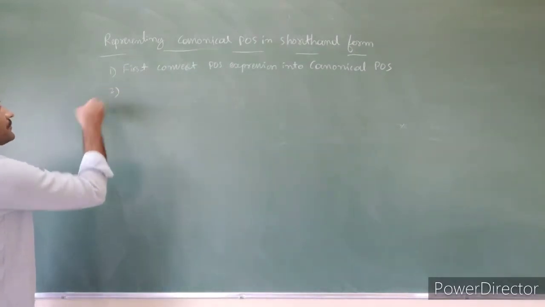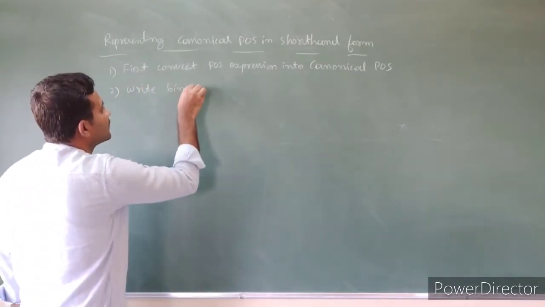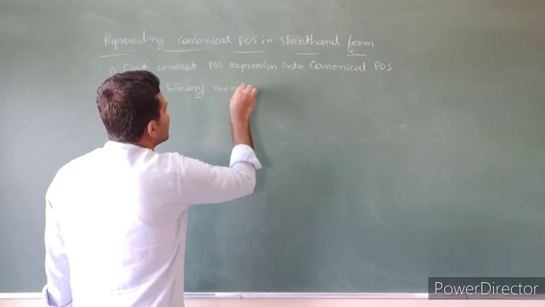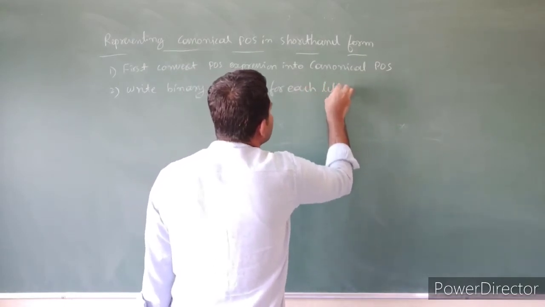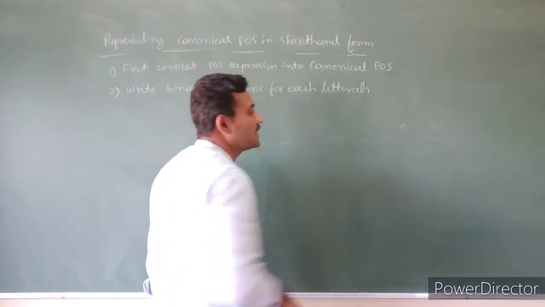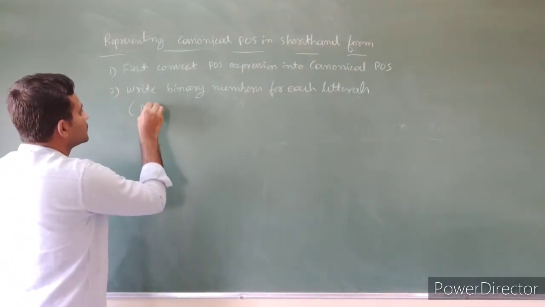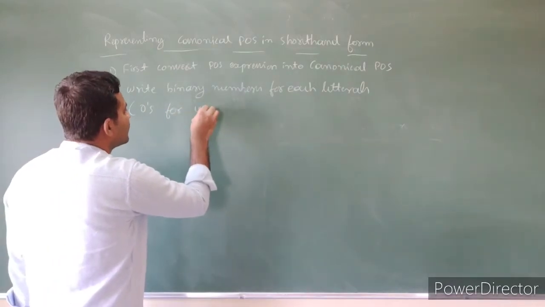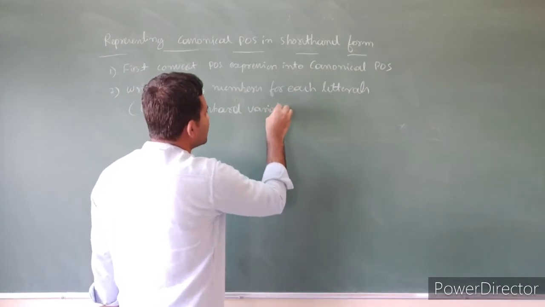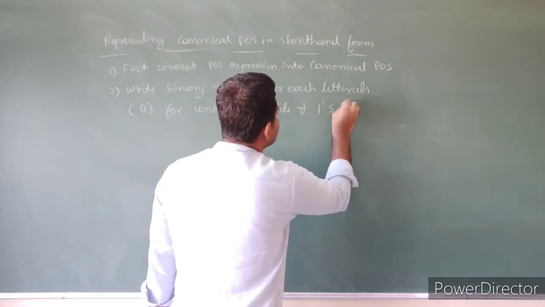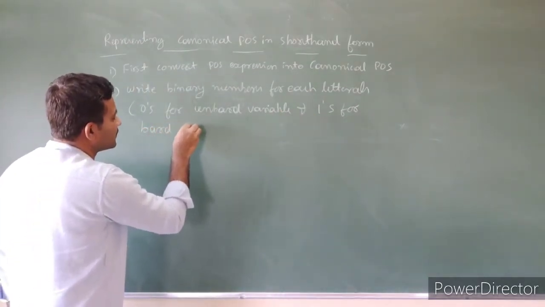See the second one. Write binary numbers for each literal. Here zeros for unbarred variable or literal, and ones for barred variable.